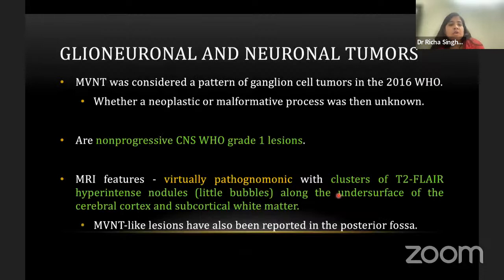Now, the other newly described tumor is MVNT. The MVNT is a multinodular and vacuolating neuronal tumor. Initially, in the 2016 classification also, this entity was there, but it was then described as a pattern of ganglion cell tumor. And whether it was a neoplastic process or a malformative process was not known at that time.